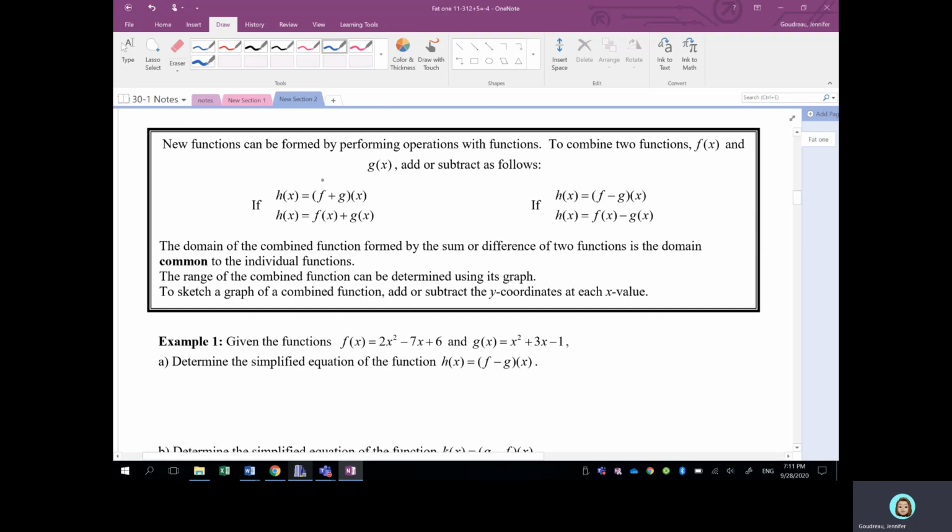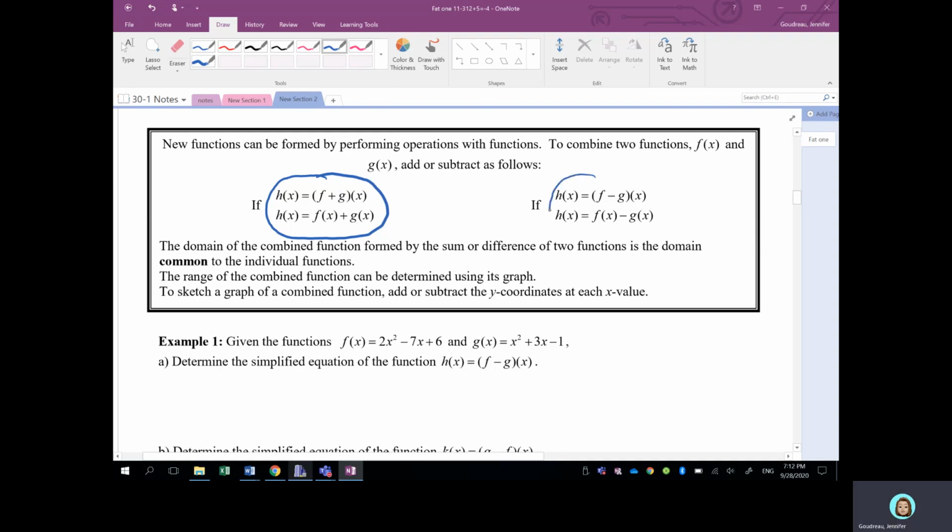Let's talk about some notation. So here I have h at x equals f plus g at x. And then below it, I have h at x equals f at x plus g at x. These two notations mean the exact same thing. It means you're taking two functions and adding them together. Sometimes we write it as f plus g at x. Sometimes we write it as f at x plus g at x. They both mean the same thing.